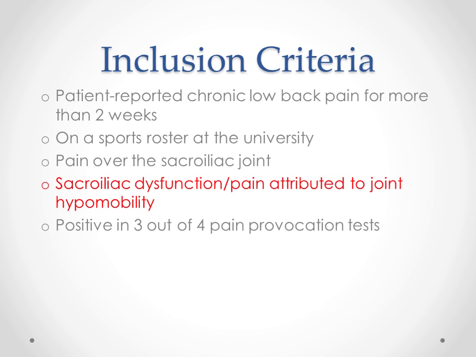Some of the inclusion criteria: patients that report chronic low back pain for more than 2 weeks. They must be on a sport roster at our university. Pain over the sacroiliac joint. And then this one's really important: sacroiliac dysfunction or pain attributed to hypomobility. So again, there are a variety of causes for SI dysfunction, but I'm just going to be concentrating on hypomobility. And then subjects who also have a positive result in 3 out of 4 pain provocation tests, which we'll discuss later.